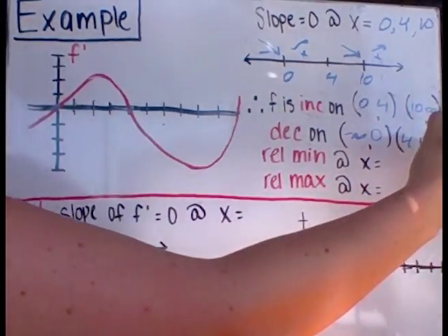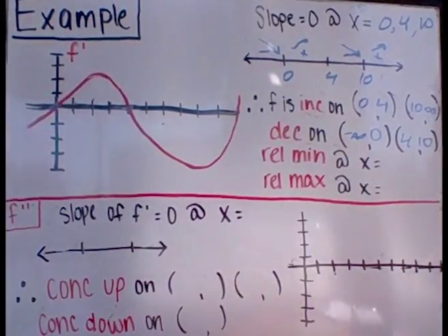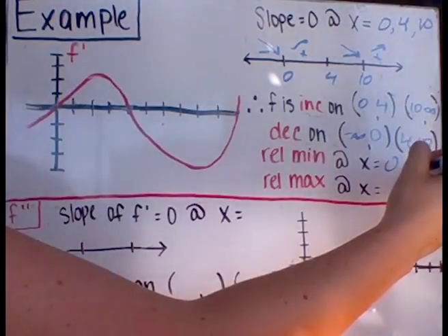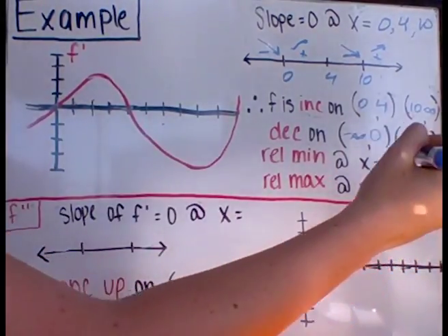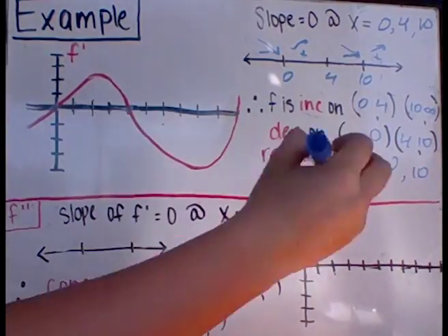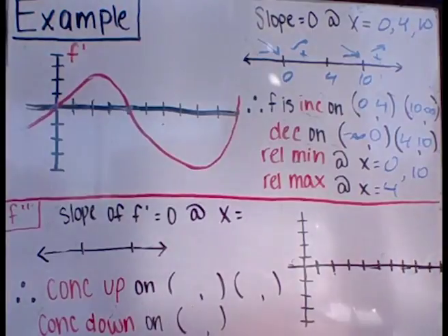Going back to our number line, we can see that at x equals 0 and x equals 10, the slope is changing from negative to positive, which means that there's a relative minimum. Likewise, because the slope is changing from positive to negative at x equals 4, that means that there's a relative maximum. Now that we know all that, we can move on to the second derivative.